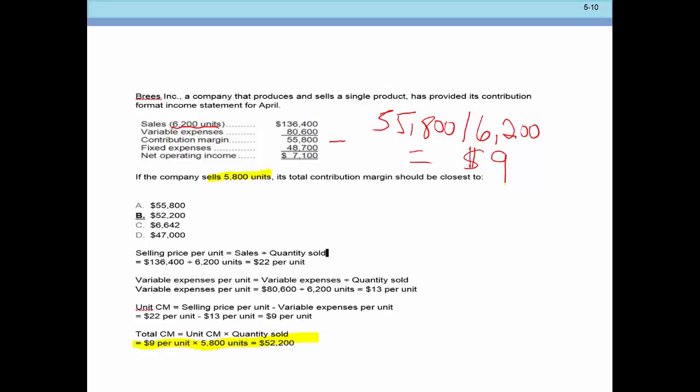Okay, so I have this $9, and again, they're saying, what would the contribution margin be if you only produced 5,800 units? Answer is the same answer, $52,200. That's the way I like to do these problems, rather than sit there and do, here's my sales price minus my variable cost, gives me my contribution margin per unit, etc., right? Why would the company want to know what their contribution margin is if they're only going to produce 5,800 units? Why would they want to know that?